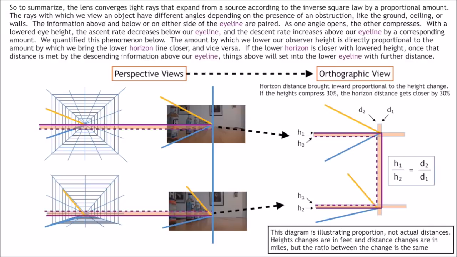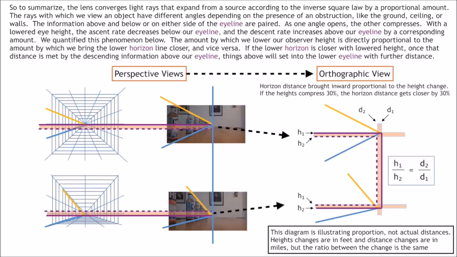So we compress them depending on our distance away from a tangible object. In other words, if we are close to the floor, we are viewing an object through more and more compressed angles. If we are close to a wall, the same thing happens. And likewise, if we are close to the floor, the angles that are paired to the ceiling above are now more open and more expanded than the compressed angles below. Same thing with the walls.